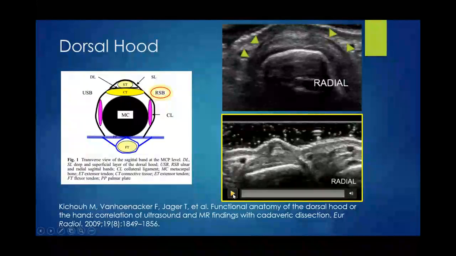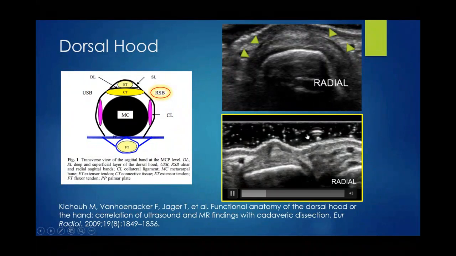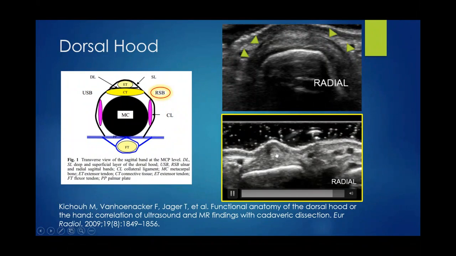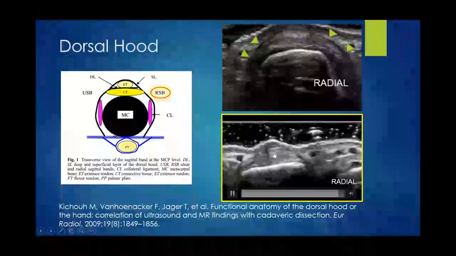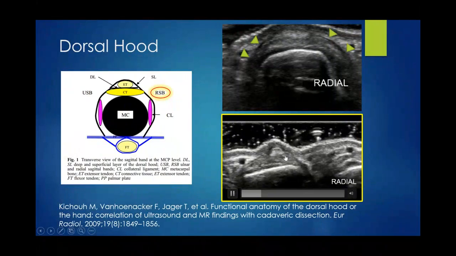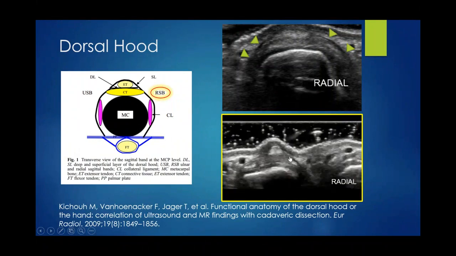This can be assessed dynamically. Typically, you need to use a large amount of standoff gel here to see these structures, as they are quite superficial, and some compression of the transducer may prevent subluxation of the tendon. So you want to use very light transducer pressure. Here, the tendon is being isometrically contracted, and it's tensioning the sagittal bands on either side, showing that they are intact. If they were not intact, then the tendon would migrate in an ulnar direction.